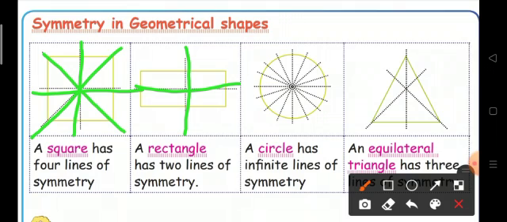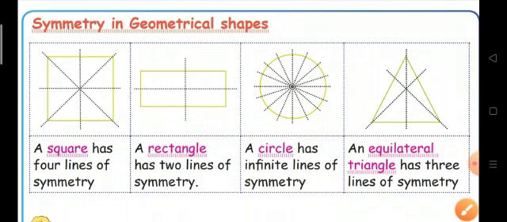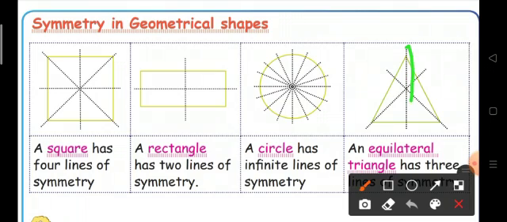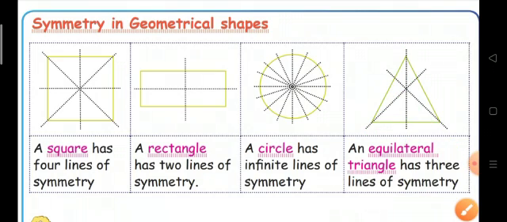Okay. Next one, circle. You can divide the circle any way. You can divide this side and this side and this side or this side. So a circle has infinite lines of symmetry. And next, an equilateral triangle has 3 lines of symmetry. 1, 2, 3. Equilateral triangle has 3 lines of symmetry. Okay, and next, students, we can watch one video about this.